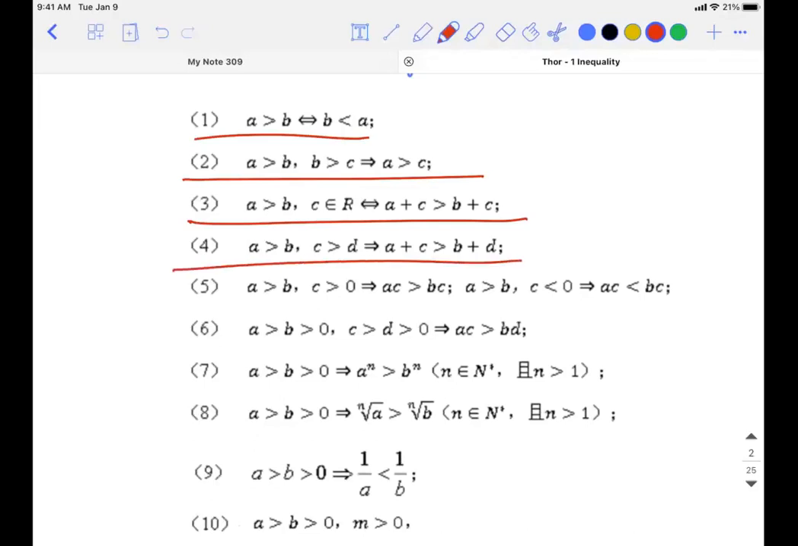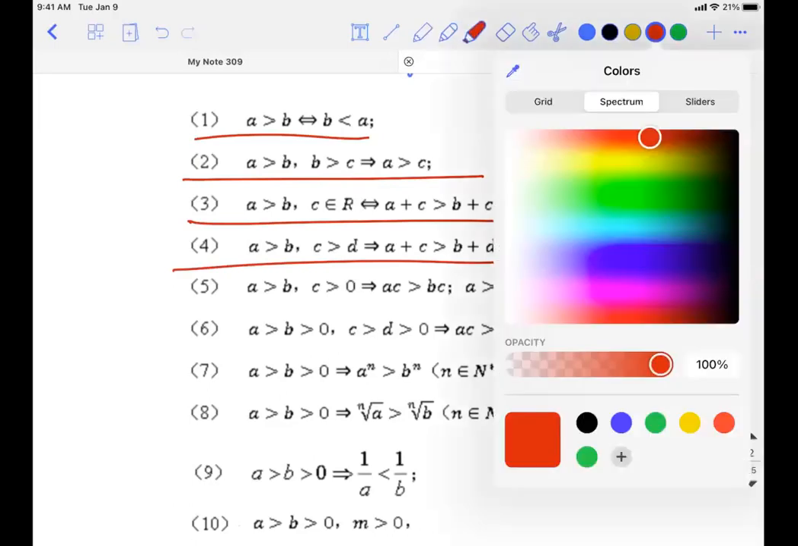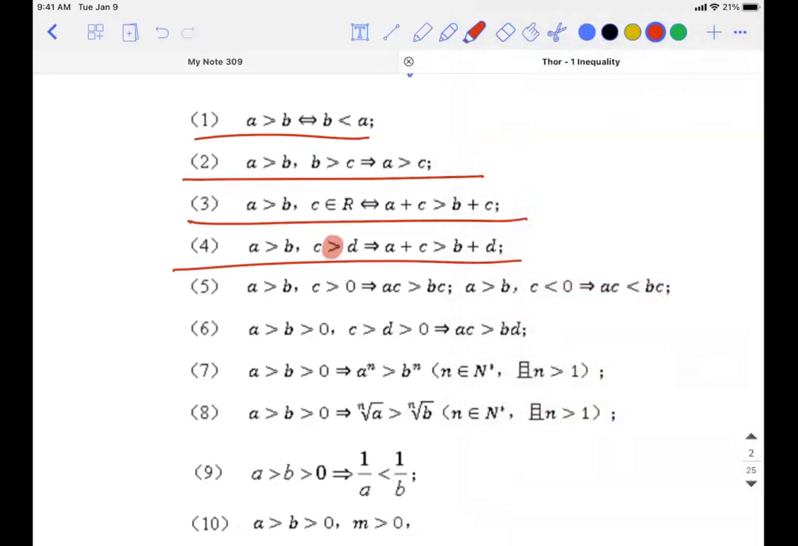Number 4, when I have two inequalities, they have the same direction. When I say same direction means, you see, you have A is greater than B, C is greater than D. Basically, they're facing the same direction, right? So these two inequalities can be added together, right? So the left-hand side, the right-hand side, you add them together, the inequality still holds, which is very understandable, right?